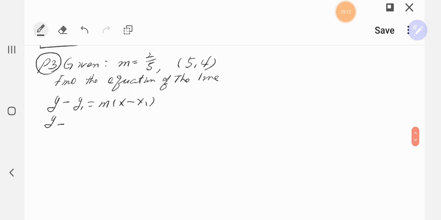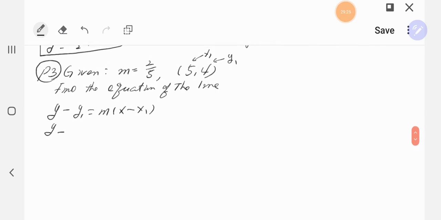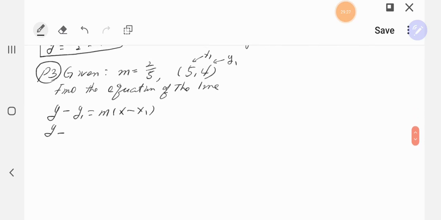So y minus y1. What is the slope? 2/5, right? And then 5 will be used for what? X1, and 4 is what? Y1. So y minus y1, y1 is 4. Slope is 2/5. X minus x1. X1 is 5, right?